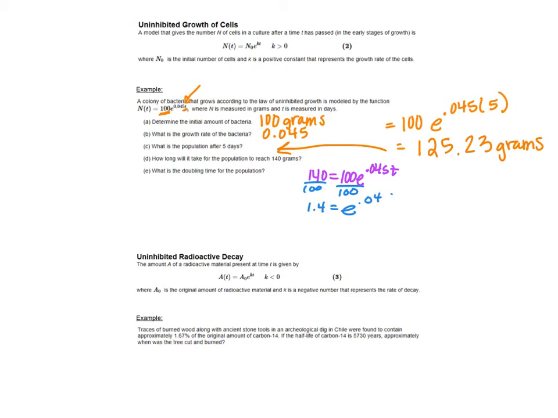Then to get rid of that e, I'm going to introduce my natural log. So I'm going to do natural log of 1.4 equals 0.045t. Then I'd be dividing by that 0.045. Remember, I'm going to wait until now to plug all of that in. And so I would find that t is going to equal 7.48. Again, that's rounded, and this is measured in days.